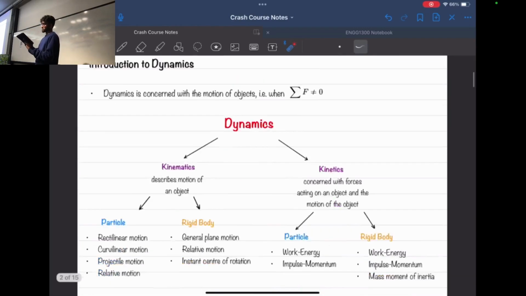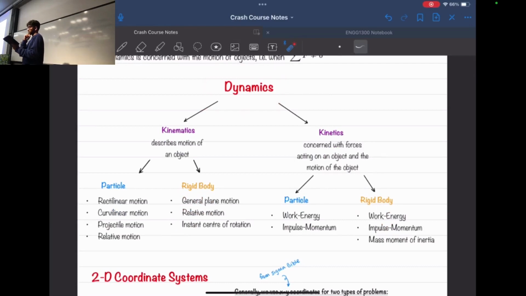I'll also be going through work and energy, impulse, and momentum, only for particles. So if I scroll down a little, dynamics can be broken up into kinematics or kinetics. Kinematics pretty much just describes the motion of an object. Kinetics, however, is concerned with the forces acting on an object and the motion of the object as well. So it's a combination of kinematics and some extra forces. Both kinematics and kinetics we can break up into either particles or rigid bodies. I won't be going through a bunch of rigid bodies. I'll be going through particle kinematics, particle kinetics, and a bit of mass moment of inertia from rigid bodies.